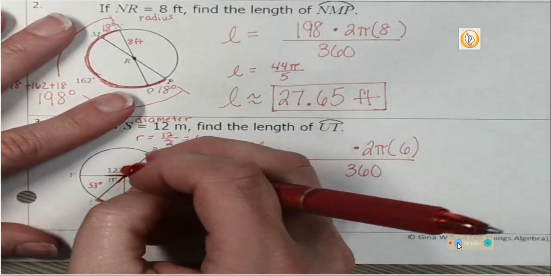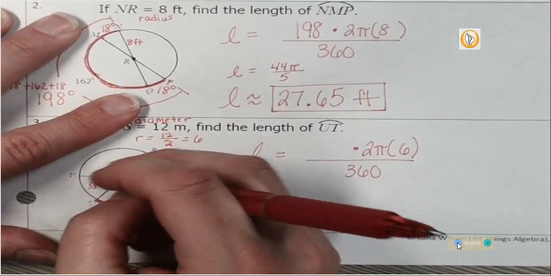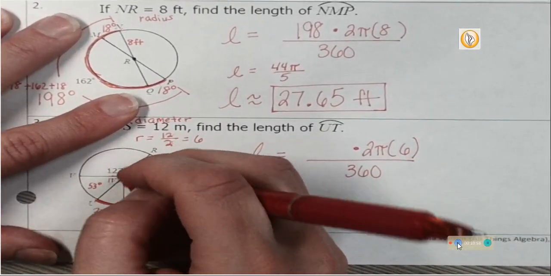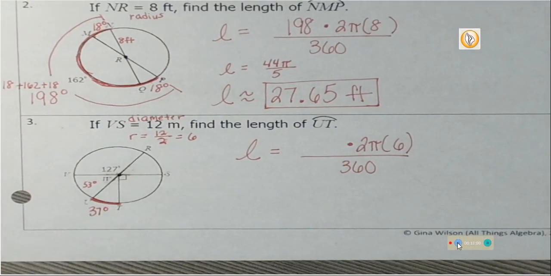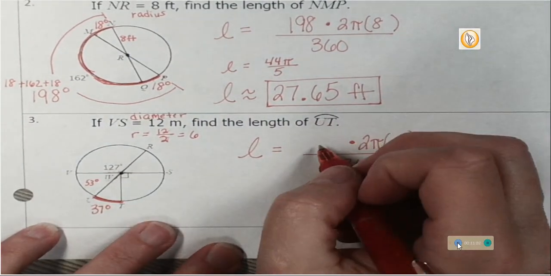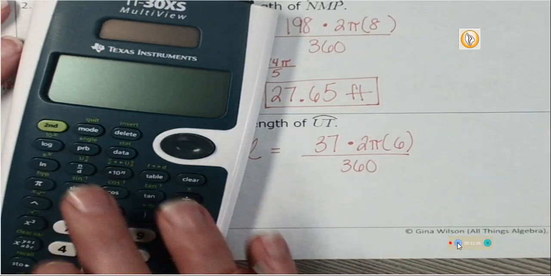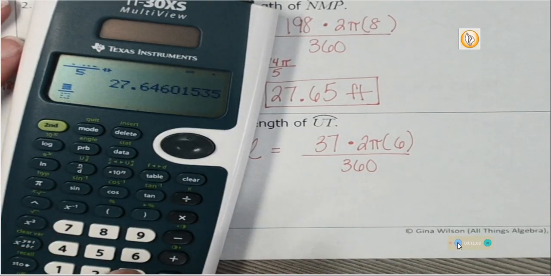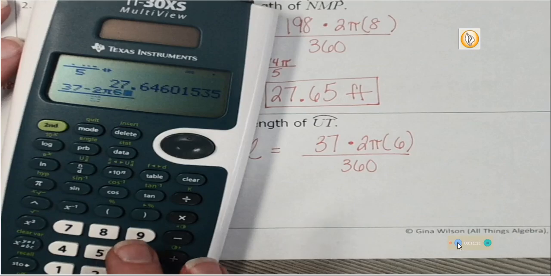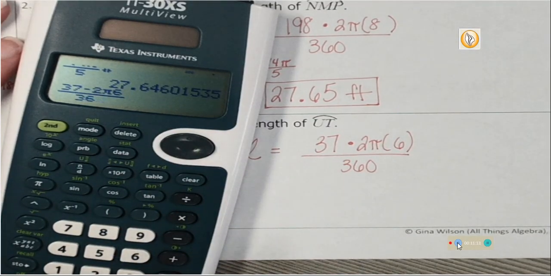But there's lots of different ways that you could have done it, and you notice that there's at least 3 or 4 different ways you just mentioned, and we all got 37. So the actual arc measurement is 37. And once you get that, you type it straight into your calculator: 37 times 2 pi times r over 360.